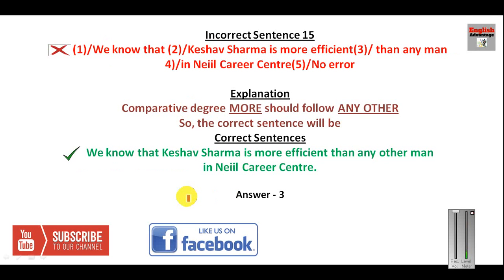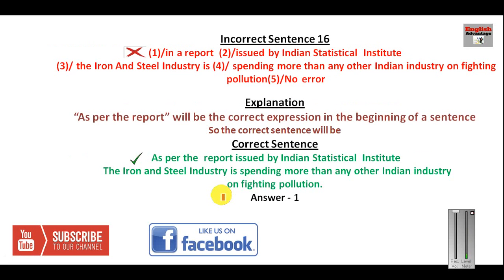Now let us see the next sentence. We know that Keshav Sharma is more efficient than any man in Neil Career Center. Neil Career Center is an organization. You are comparing Keshav Sharma with the rest. There are two entities. So here you have to exclude Keshav Sharma from the rest. If you want to exclude, you have to say here any other. We know that Keshav Sharma is more efficient than any other man in Neil Career Center. So your answer will be 3.